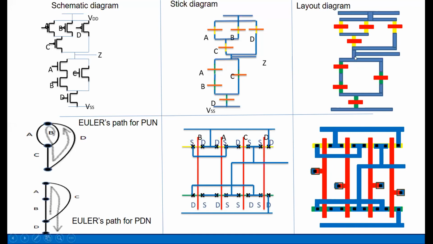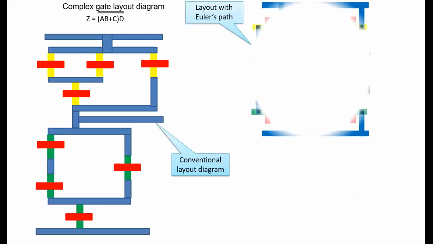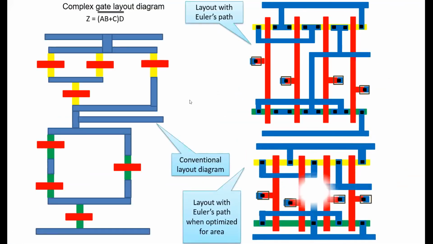Now just observe the difference between the layout for the same schematic without Euler's path and with Euler's path. Yes, this is properly organized, and by this I can eliminate some unnecessary space. That means I can save some area. Now you see the difference between the schematic, the stick diagram, and the layout diagram with the conventional approach and the non-conventional approach, that is Euler's path: Euler's path without merging, Euler's path with merging.